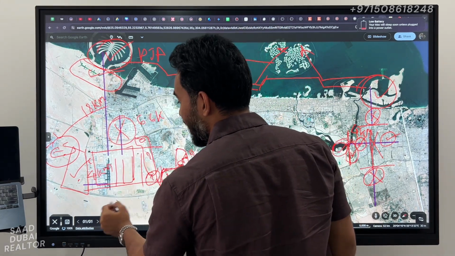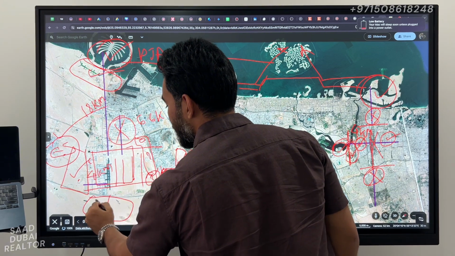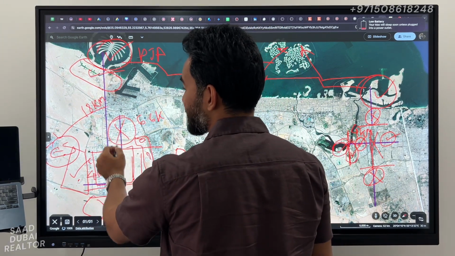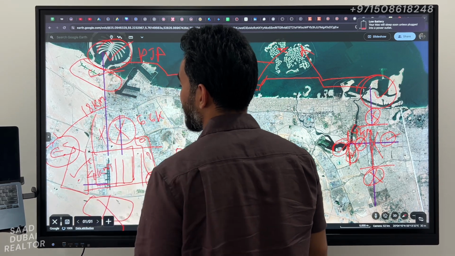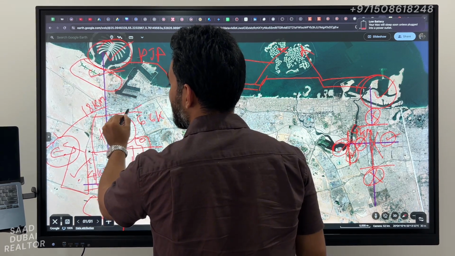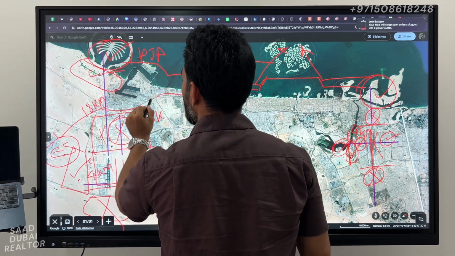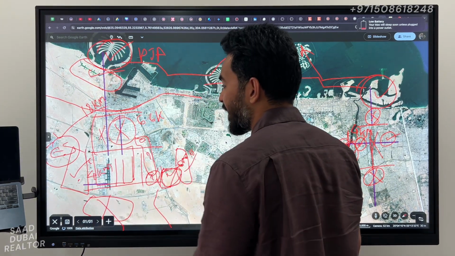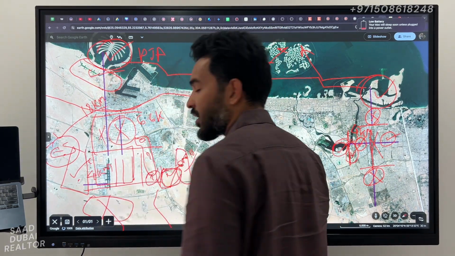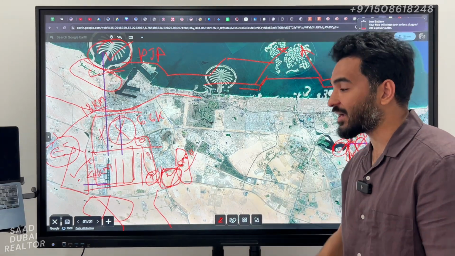I mean, the only areas to avoid would be anything that comes here, you should be avoiding, and anything that's coming right there, you should be avoiding. Even something that's coming up right here, you should be avoiding, basically, until this road. This is Sheikh Zayed Road. So anything below Sheikh Zayed Road and between the airport, avoid. Anything on the sides of the airport, go ahead and invest because it's going to be a great investment opportunity.